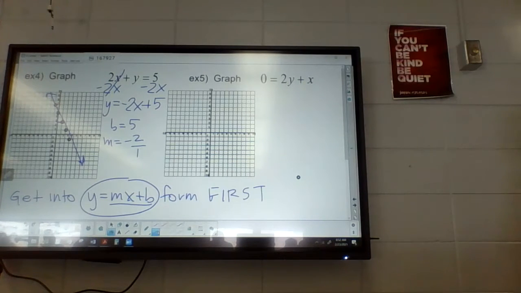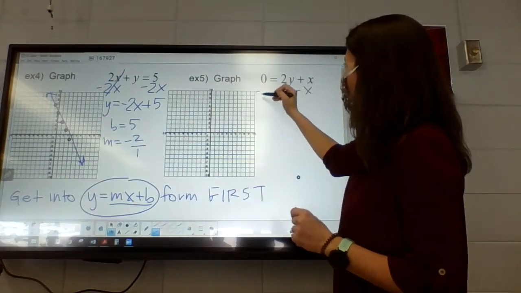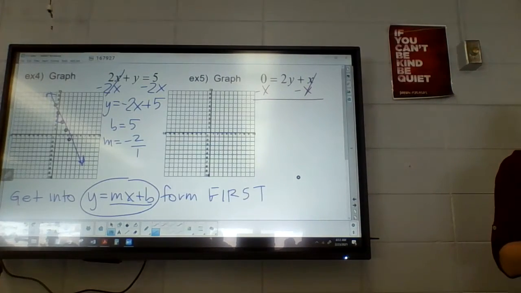Next one here. I want to get the y alone. So what do you guys think for number 5? How do I get the y alone here? Do you want to move the 2y or move the x? It doesn't matter. Is there a preference? Minus x. I'd probably move the x, even though the y is on the other side of the equal sign. I like to leave the y where it is if I can. What's 0 minus x? Negative x.